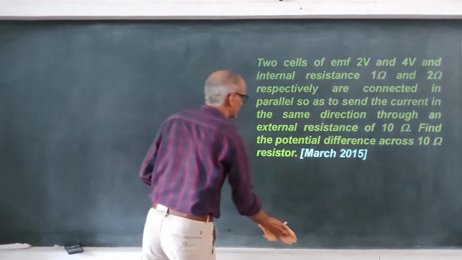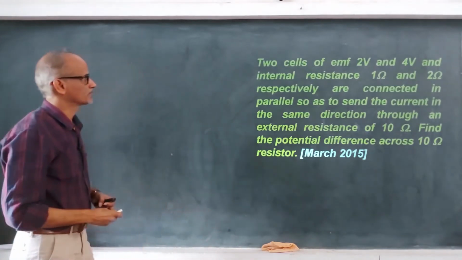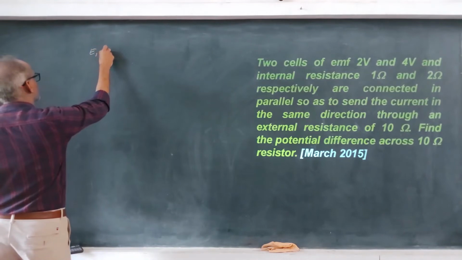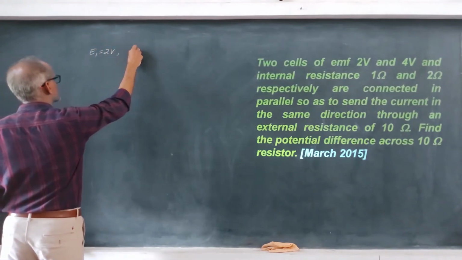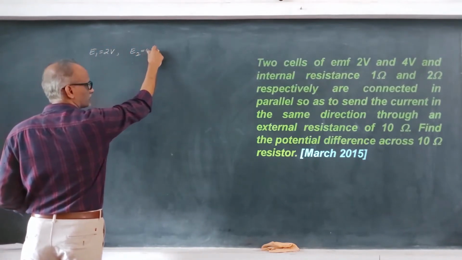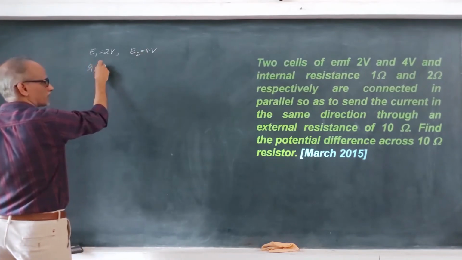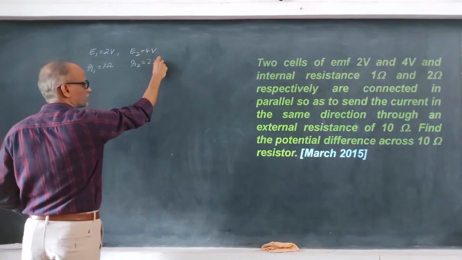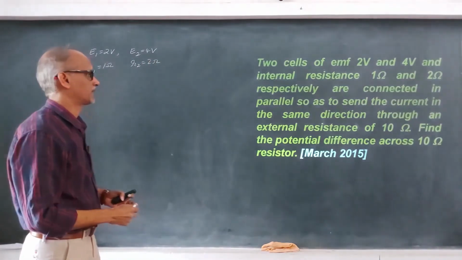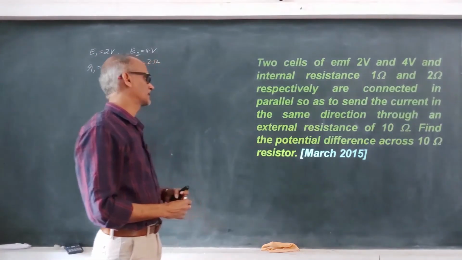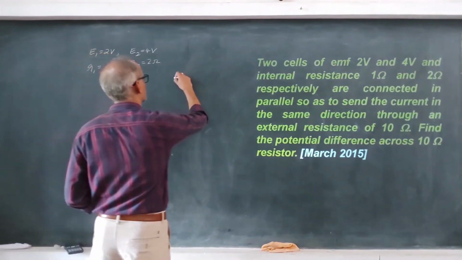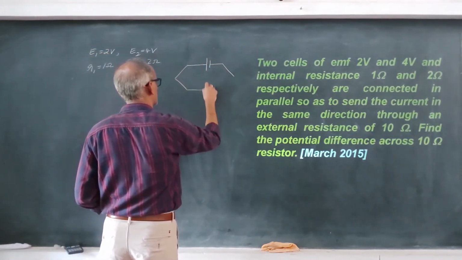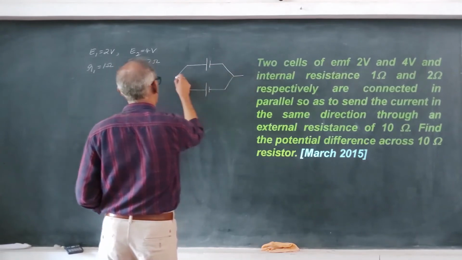So, one more numerical. Two cells of EMF 2 volt and 4 volt. So, EMF of the first cell is given 2 volt and that of the second is 4 volt. And internal resistance R1 is 1 ohm and R2 is 2 ohm, respectively, connected in parallel so as to send the current in the same direction, which is something like this. This is one of the cells, this is the other cell, connected in parallel.